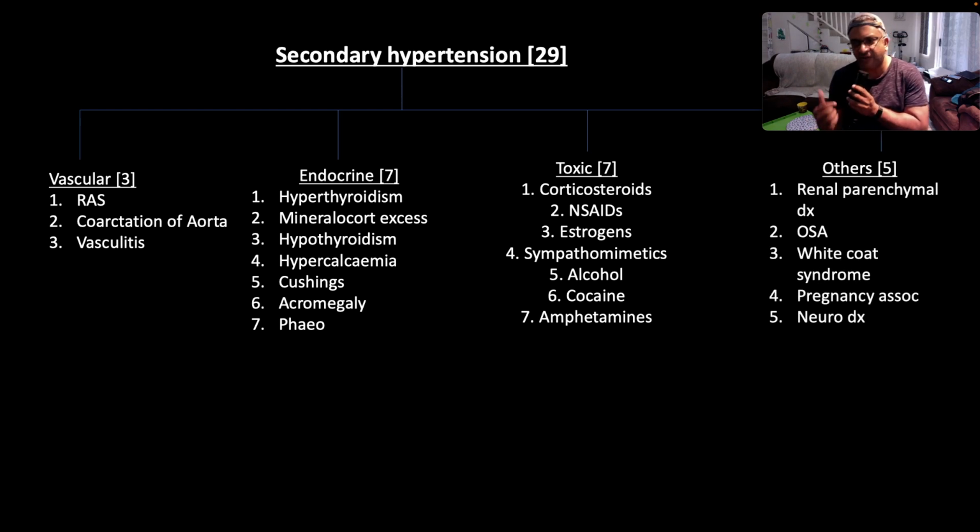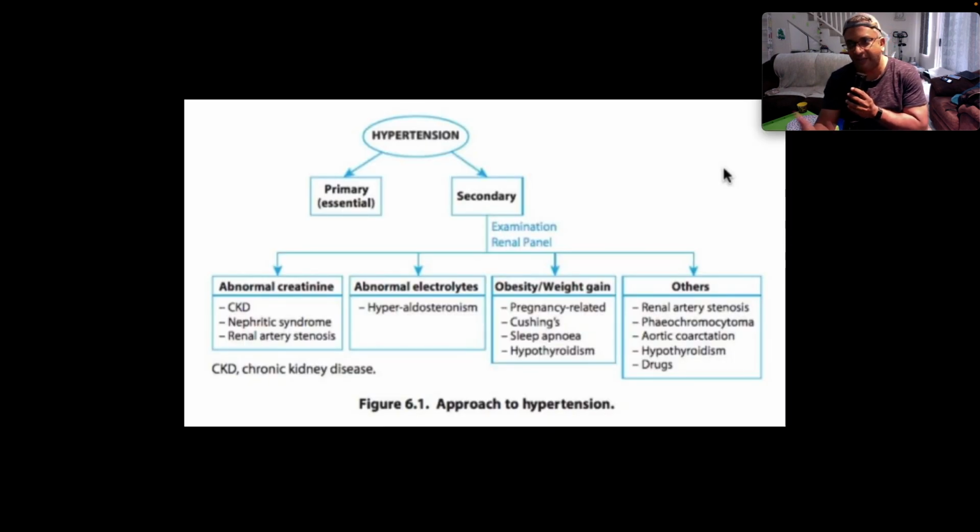Yet other causes are renal parenchymal disease, obstructive sleep apnea, especially in the setting of Pickwickian syndrome and obesity, white coat hypertension, pregnancy association. In a woman of childbearing age, always do your pregnancy test, inquire about previous menses, etc. And of course, neurological disease, especially in the setting of Cushing's triad: bradycardia, hypertension, and irregular respiration. We know those ones right there.